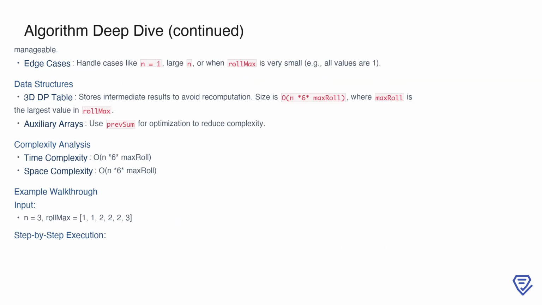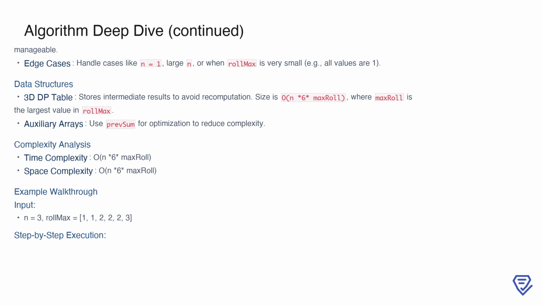Key insights for this algorithm include minimizing redundancy and effectively handling constraints. By using the prevsum array, we avoid repeatedly iterating through all possible counts for each face value, which improves performance. Modulo arithmetic is applied at every step to prevent overflow and keep values within a manageable range. Additionally, edge cases like n equals 1, very large n, or rollmax values that are uniformly small, such as all being 1, must be carefully handled to ensure correctness.